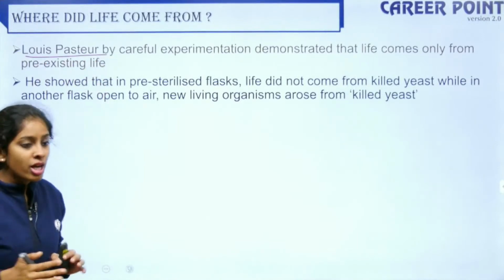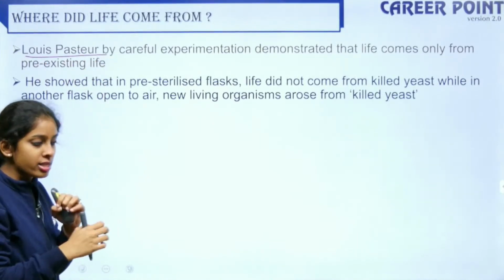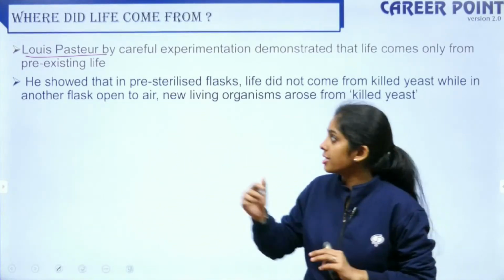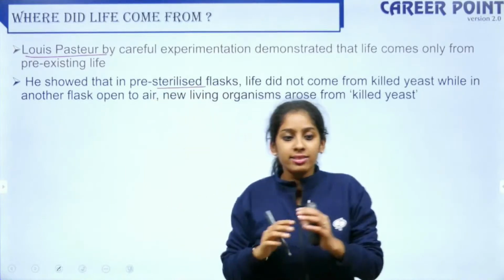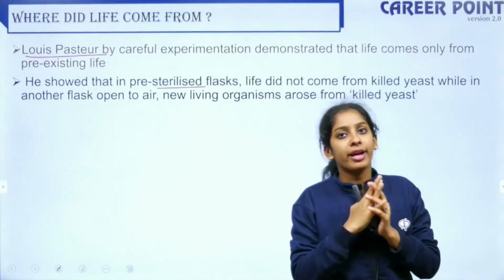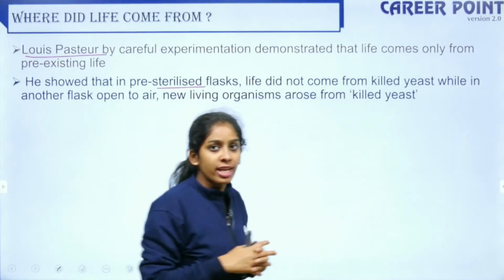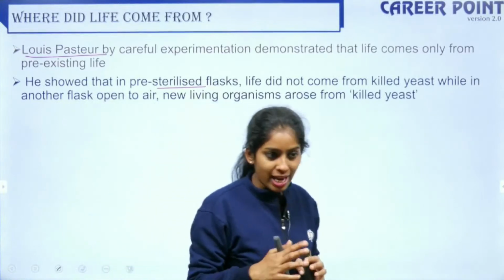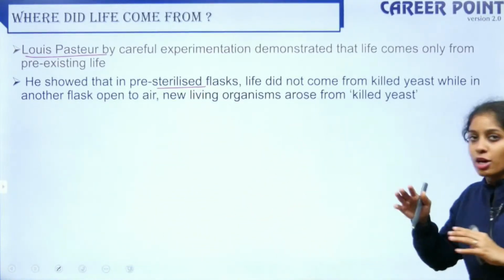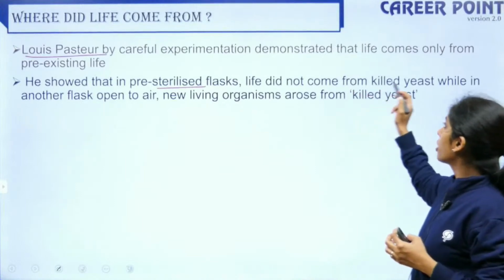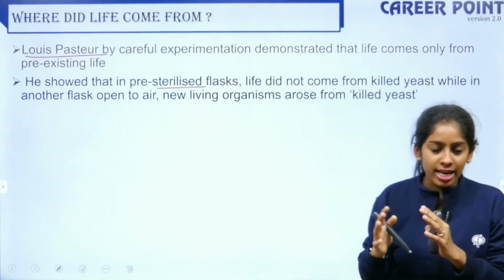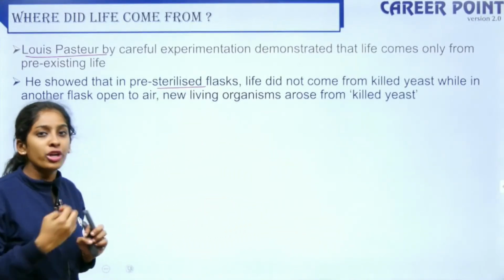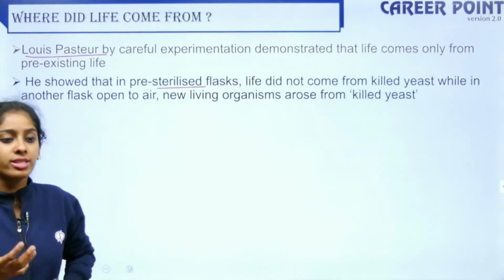So how did he show this? He had a pre-sterilized flask. When I say a pre-sterilized flask, it means it is free of microorganisms. Anything that is sterilized keeps you safe from microorganisms. A sterile needle should be free of microorganisms. A sterile flask is free of microorganisms. So life did not come from killed yeast. In a sterilized flask, if you put dead yeast, there is no new life forming. There is no new genesis of life.